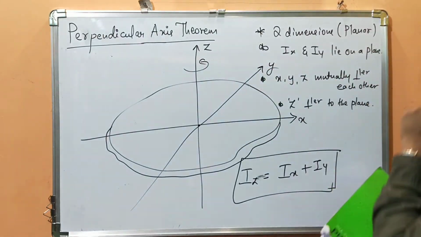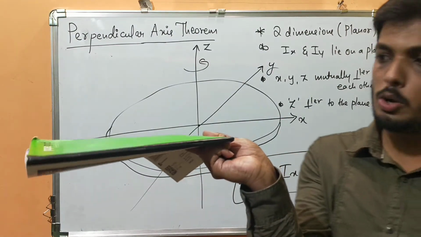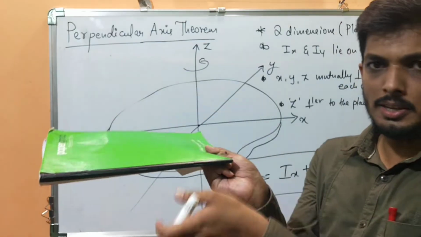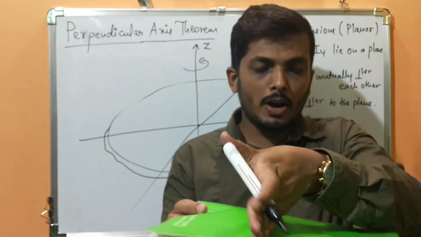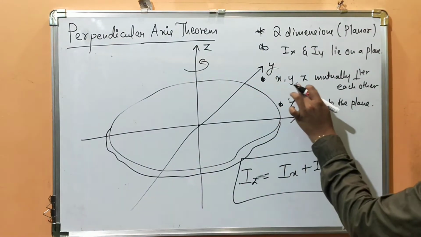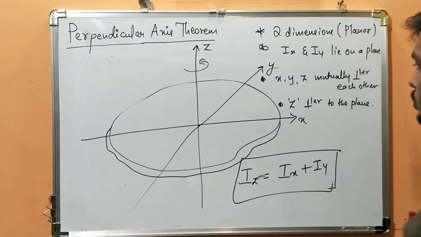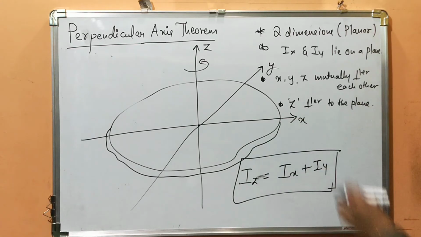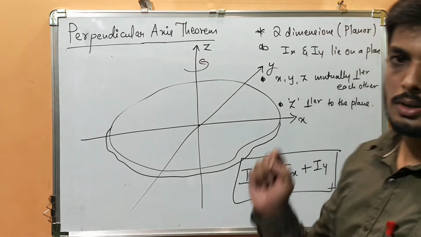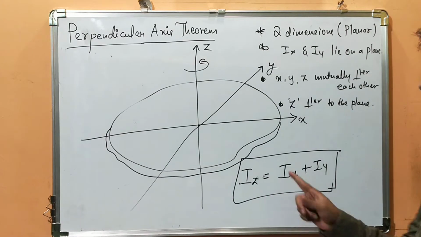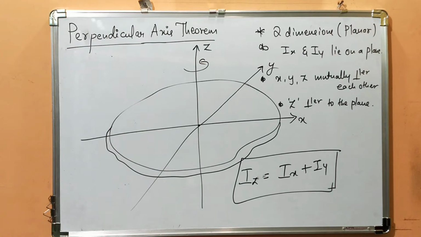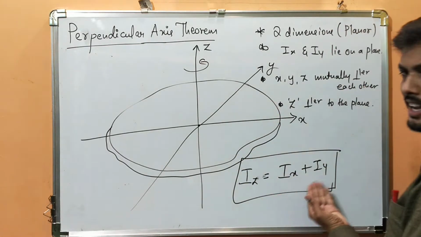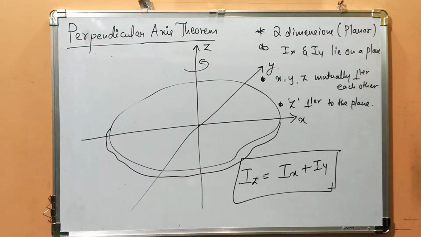Are you understanding? So the condition is most important. It should be a 2D object. The book is a 2D object; its thickness is negligible, so we will not consider the third dimension. Ix and Iy should lie on a plane. X, y and z should be mutually perpendicular to each other, and z should be perpendicular to the plane. Got it? So how do you get this, Iz equals Ix plus Iy? Let us understand how it came. Simple thing: you just add Ix and Iy and you easily get the value of Iz.